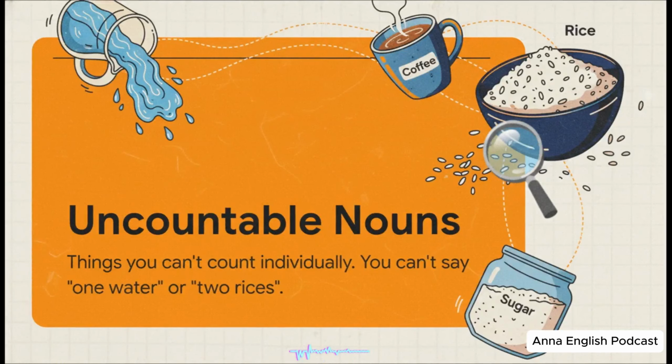And on the other side, we have uncountable nouns. Now, as the name kind of tells you, you can't count these things individually. Think about stuff like water or tiny little grains like sugar and rice. I mean, you would never ask for two rices, right? It just sounds a little strange. And that's because we think about these things in terms of amount, not number. We measure them, we don't count them.